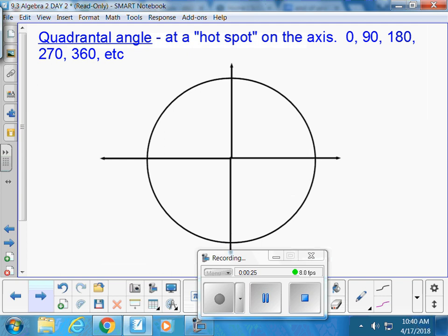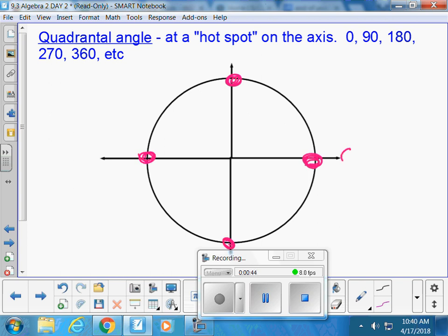All right, so let's talk unit circle real quick. There are some things called quadrantal angles. This is a new vocabulary word. Quadrantal angle. A quadrantal angle would live at a hot spot. I call these guys my hot spots because they're easy to find. Their coordinates are easy to use.